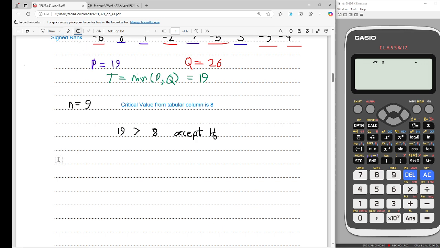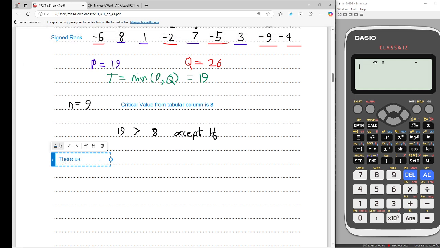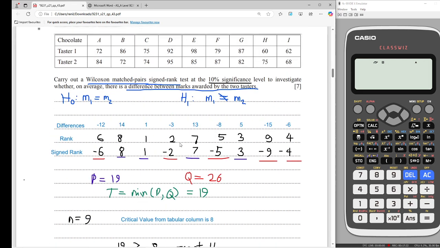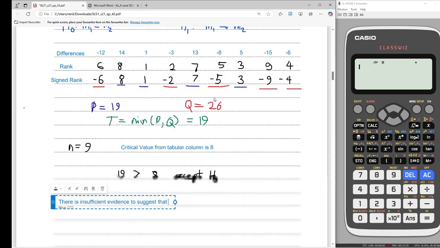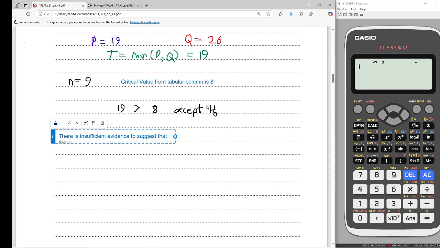And so we have here there is insufficient evidence to suggest that. Now we write our alternative hypothesis, which states that there's a difference between marks. So that means we state that the marks differ.